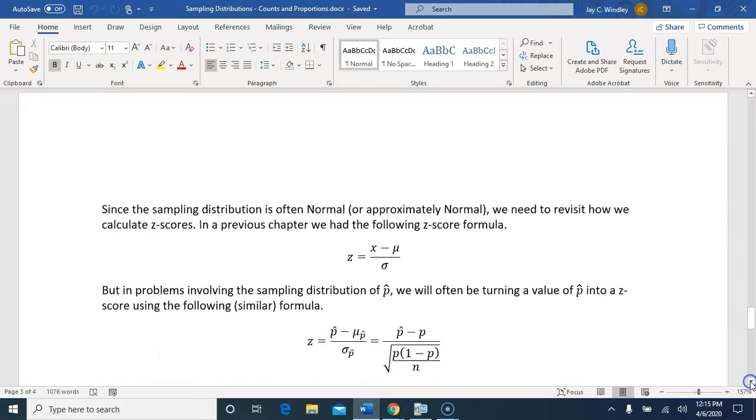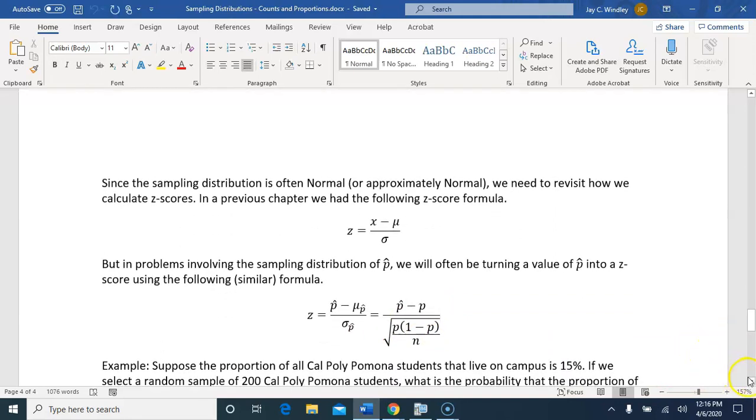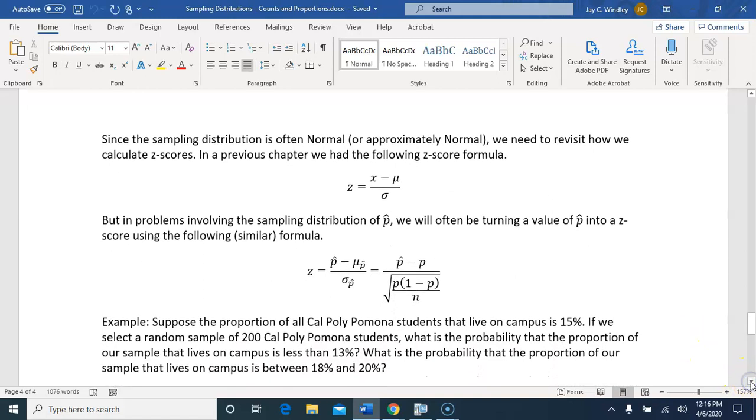Oh, and then we have to look at how our z-score formula gets modified, since we're often going to be changing a p-hat into a z-score. We subtract the mean of the p-hats and we divide by the standard deviation of the p-hats. So p-hat minus the mean of the p-hats over this radical, which is the standard deviation of the p-hats. So let's take a look at an example of all that.